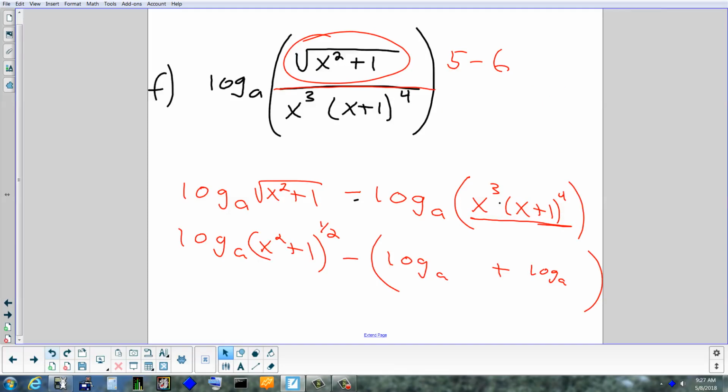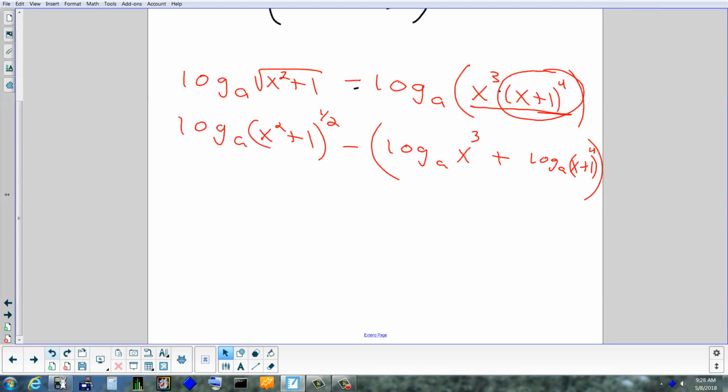So my first argument is x cubed. My second argument is x plus 1 to the 4th. Now, the last thing I have to do, and I have to do it in 3 separate spots, is what? What do I have to do with all those exponents? Put them in the front of their respective logs. So put the 1/2 in front.